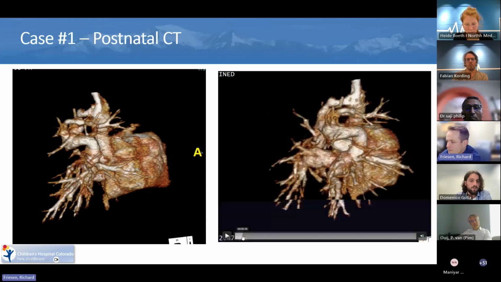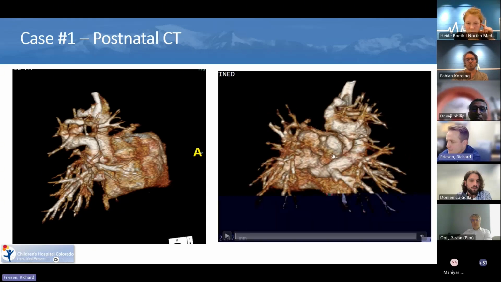So starting posteriorly, we can see these dilated and engorged left and right pulmonary veins. And then there was this decompressing vein that came up laterally, curved around with a tortuous course with two separate insertions into the SVC. So what we initially thought may have been an azygous vein turned out to be connected to this pulmonary venous decompressing vein.